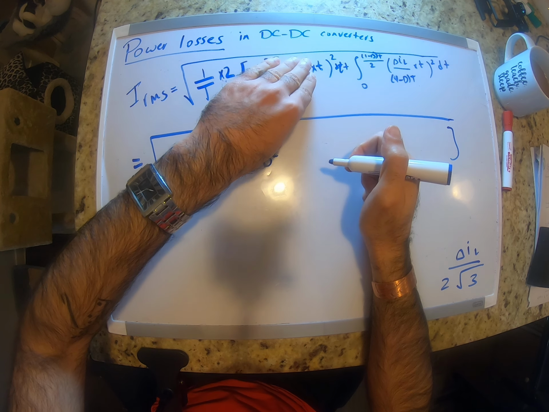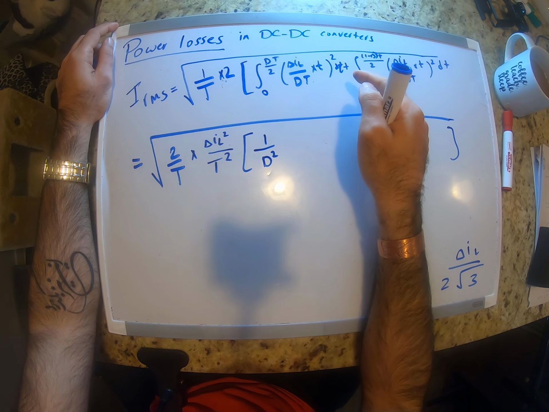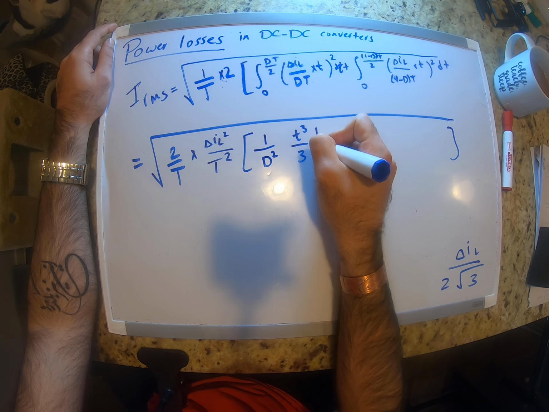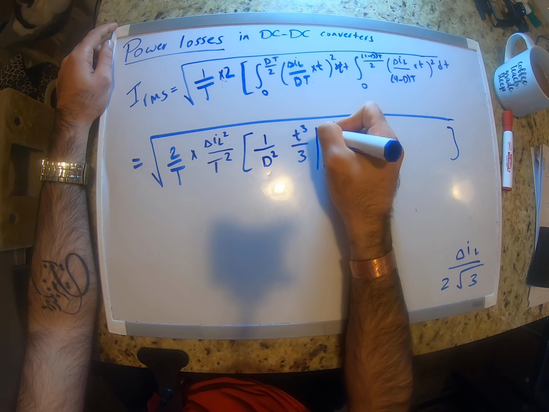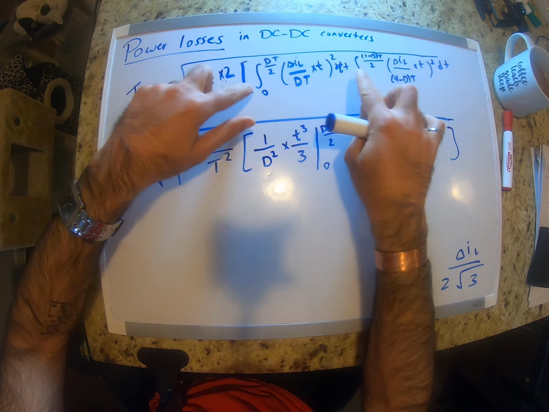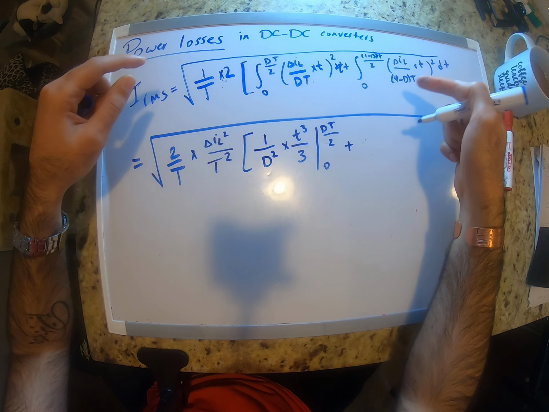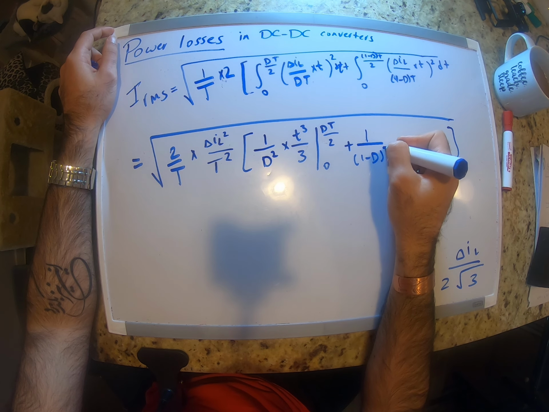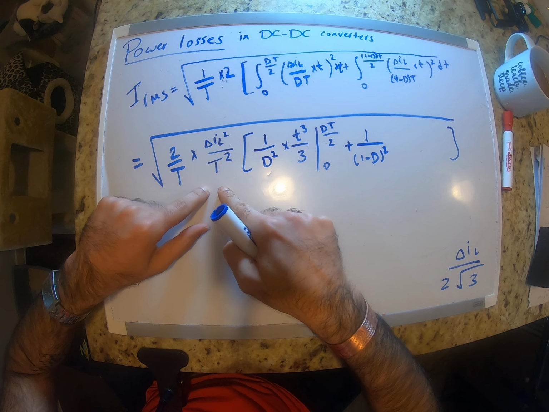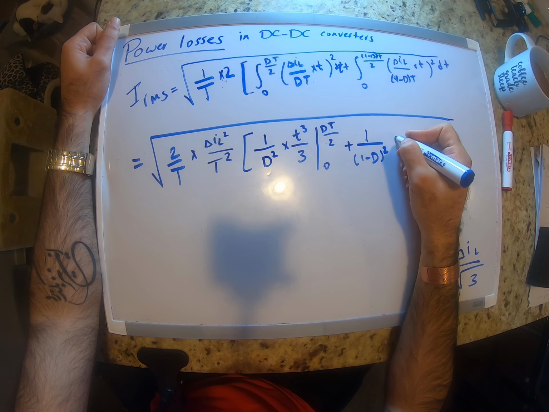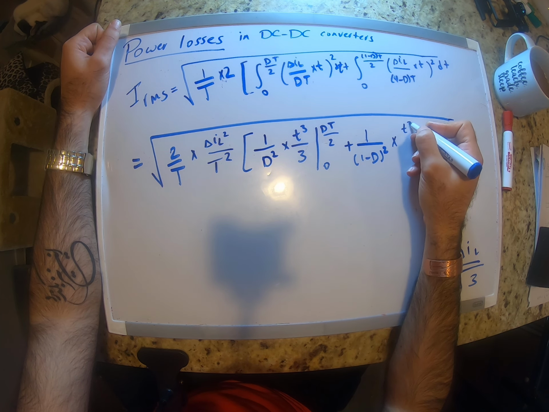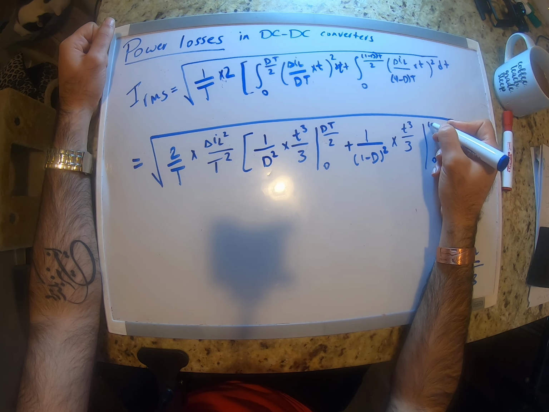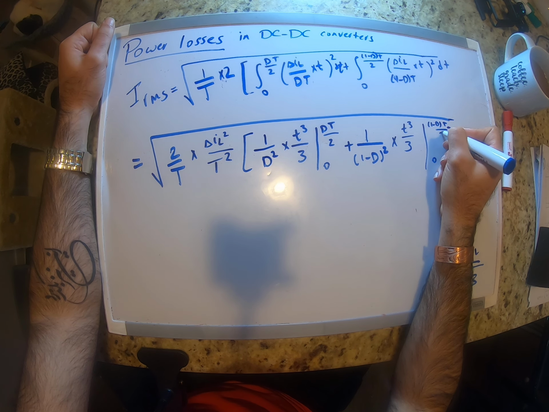Okay, so now we just have integral of t squared dt, right? That's going to be t cubed over 3 from 0 to dt over 2. So this is the integral, and this integral, the same thing. I take 1 over 1 minus d squared out. Delta IL and t, I already took out here. So this is going to be, again, the same thing, t cubed over 3 from 0 to 1 minus d times t divided by 2.